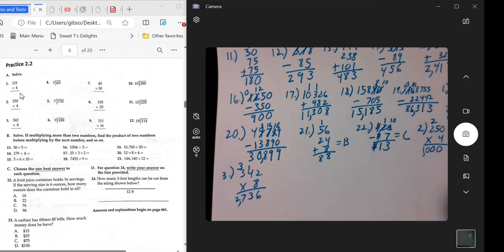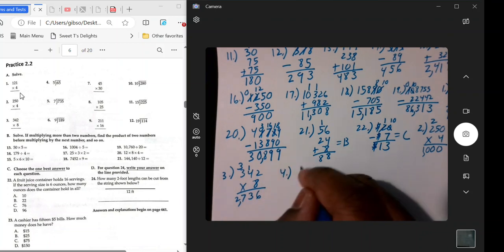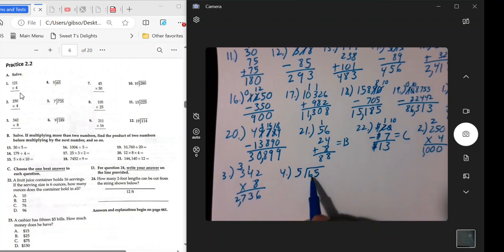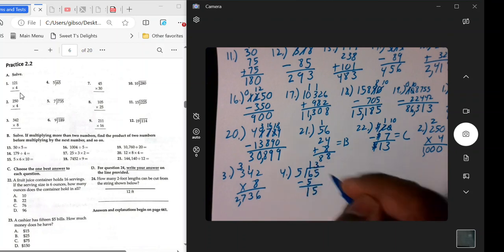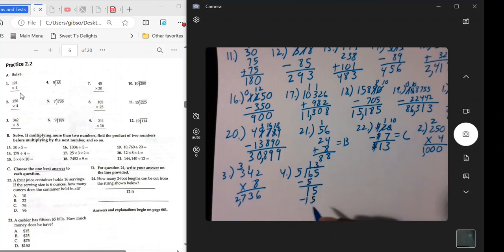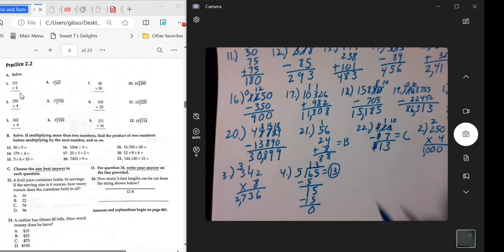Okay, number 4, this is where we start getting into division. Okay, 4, we have 5, and it goes into 65. 5 goes into 6 one time. 1 times 5 is 5. 6 minus 5 is 1, and you bring down your 5. 5 goes into 15 3 times. 3 times 5 is 15. No remainder. So your final answer here is 13.